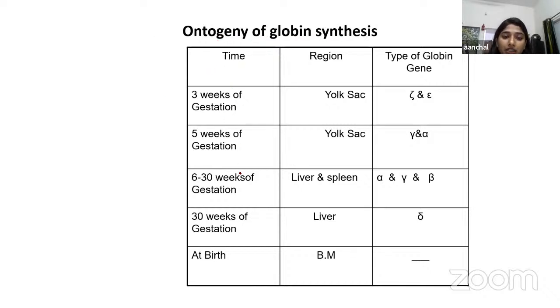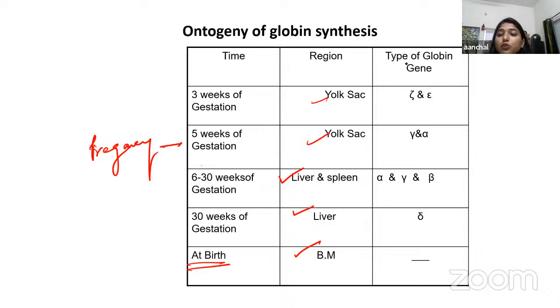So we have the time periods during pregnancy that they have shown: at 3rd week of gestation, at 5 weeks, at 30 weeks, after 30 weeks of gestation, and at birth. They have shown the various sites: at 3 to 5 weeks of gestation, the formation of hemoglobin will occur in the yolk sac, and from 6 to 30 weeks the site will be the liver, and at 30 weeks or after, the site will be liver, and at birth, finally, the production of RBC or hemoglobin will occur inside the bone marrow.